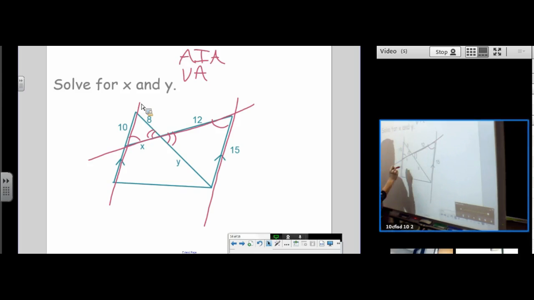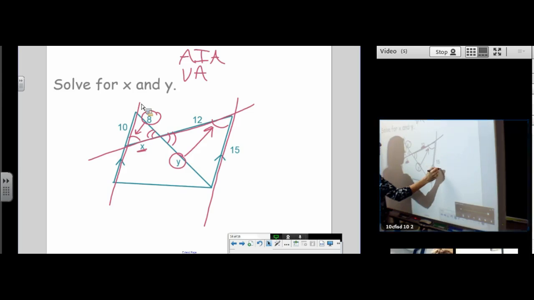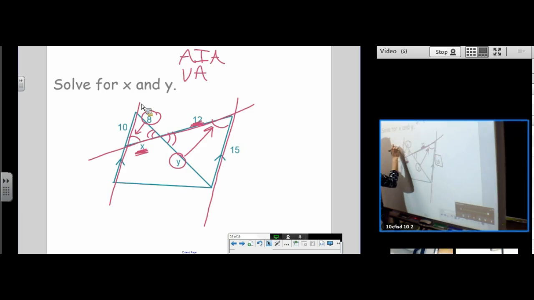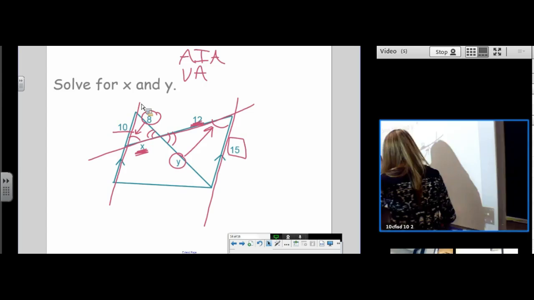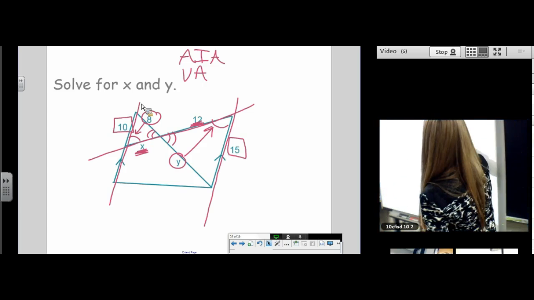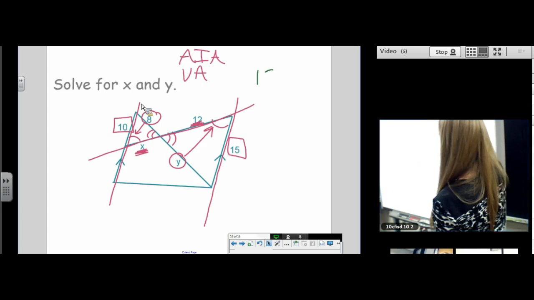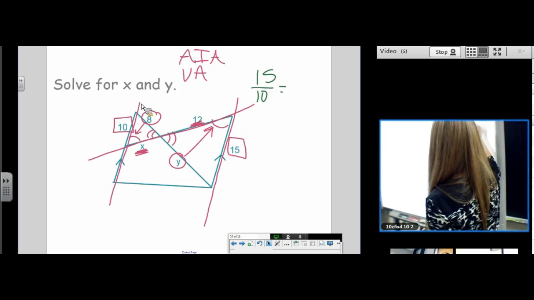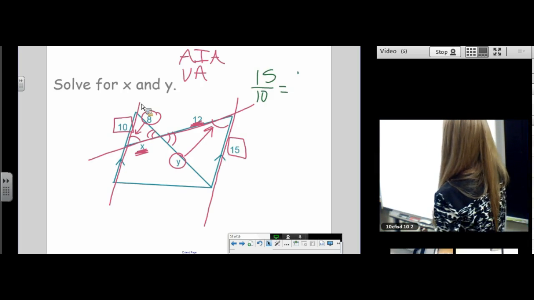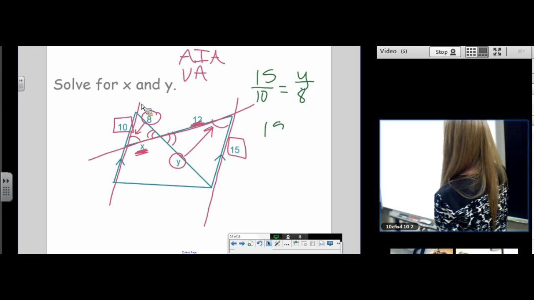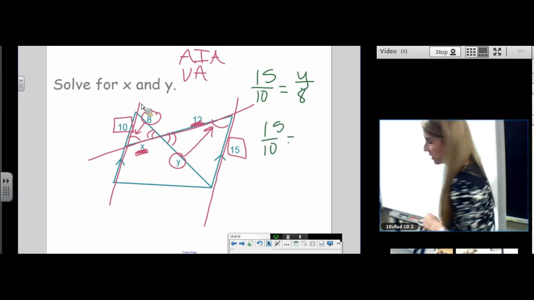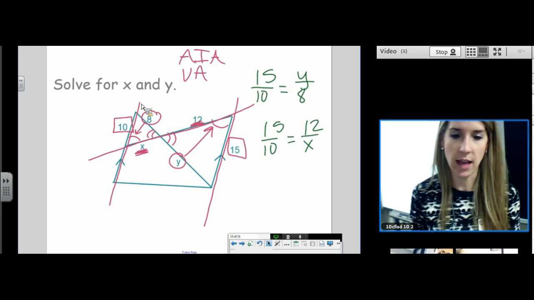So now I know that 8 is across from one arc. What else is across from one arc? Y is, so 8 goes with Y. That leaves X to go with 12, and then 15 goes with 10. So if I'm going to keep doing my second over first, then I would do 15 is to 10 as, we can choose any of the ones we want. Y is to 8. And then we can use this again. 15 is to 10 as 12 is to x. Just make sure you're going second over first every time.